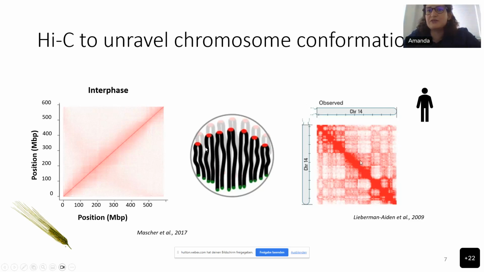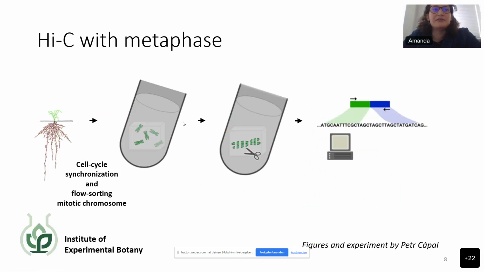So in humans, we see these kinds of squares and TADs forming domains and compartments. And so there are many differences between barley and humans or animals in general, from plants and animals. But we decided to go beyond interphase and check metaphase as well. And to do this, we were collaborating with the group of Hana Šimková at the Institute of Experimental Botany in the Czech Republic. And they performed cell cycle synchronization and flow sorting.